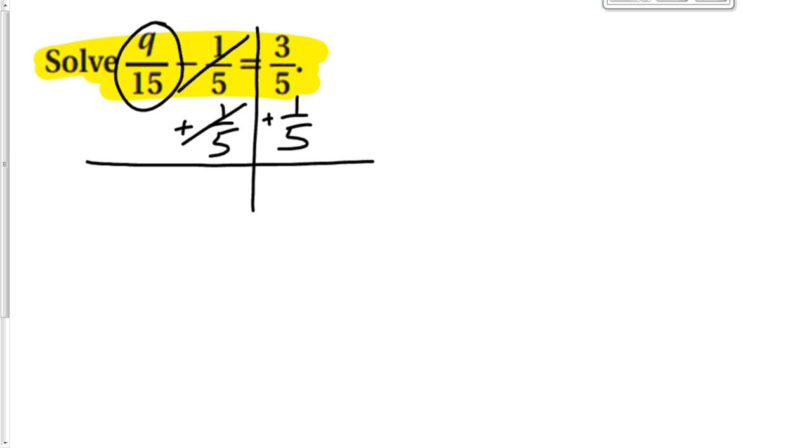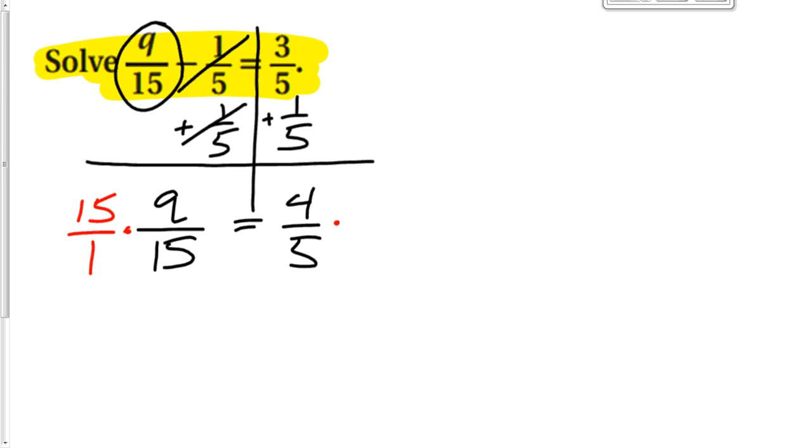So 3/5 plus 1/5 is 4/5. Now we have q divided by 15 equals 4/5. So since we're dividing by 15, we're going to multiply. They're inverses, but you can always multiply by reciprocals too. That doesn't necessarily apply to this one as far as what we were looking at yesterday, but same concept anyway.